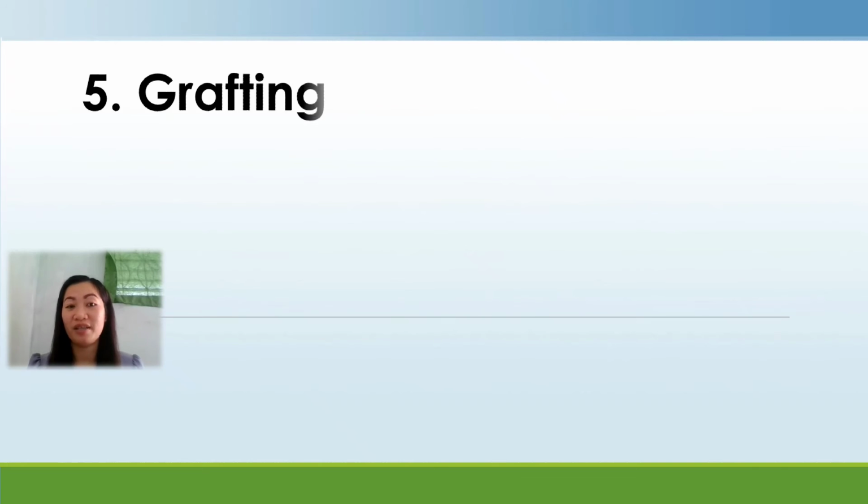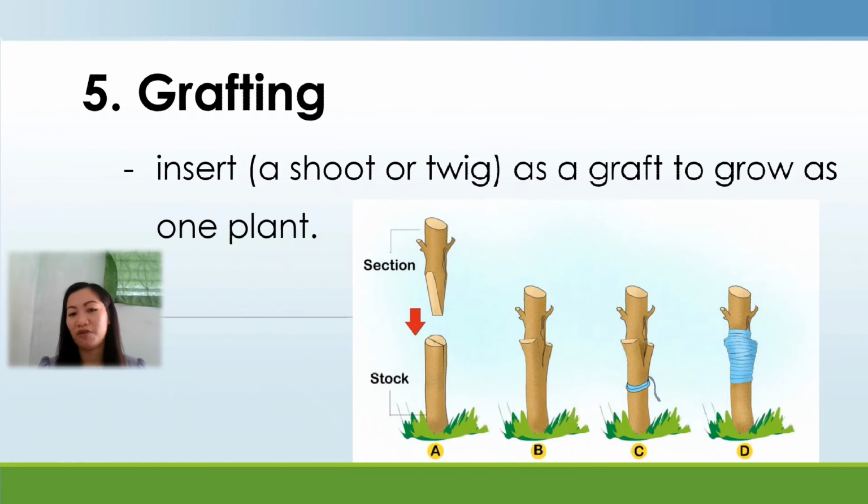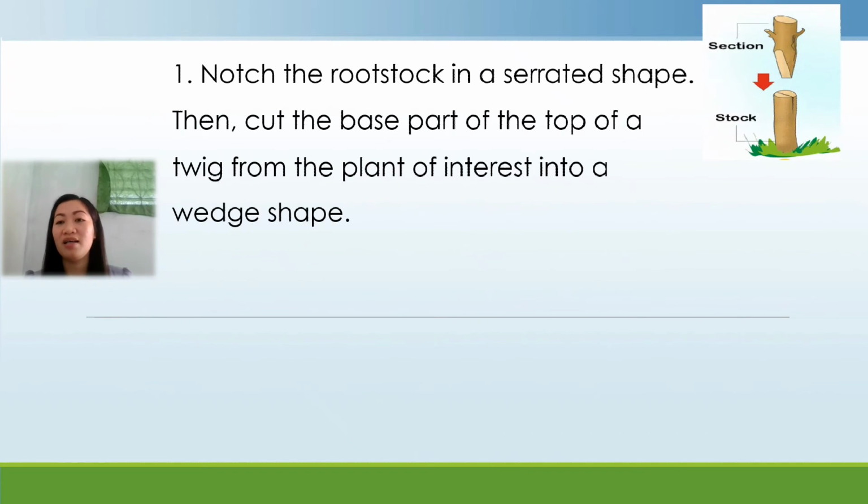Next is we have the grafting. When we say grafting, it means we insert the whole branch so that it will grow as a new plant. For example, this is one plant and this is another branch of a plant. So you have to insert the other plant into the rootstock of another plant. The first step is you have to notch the rootstock in a serrated shape. So this is what we call the rootstock.